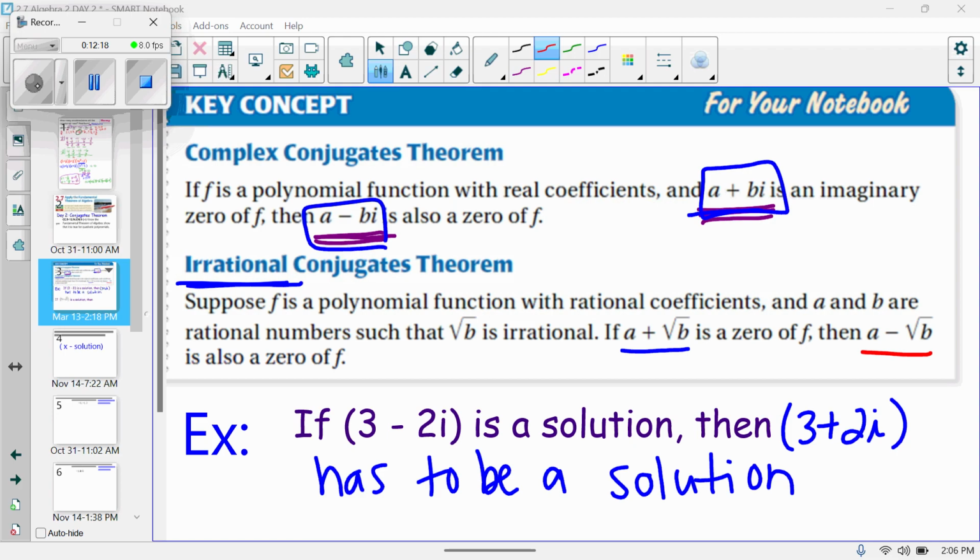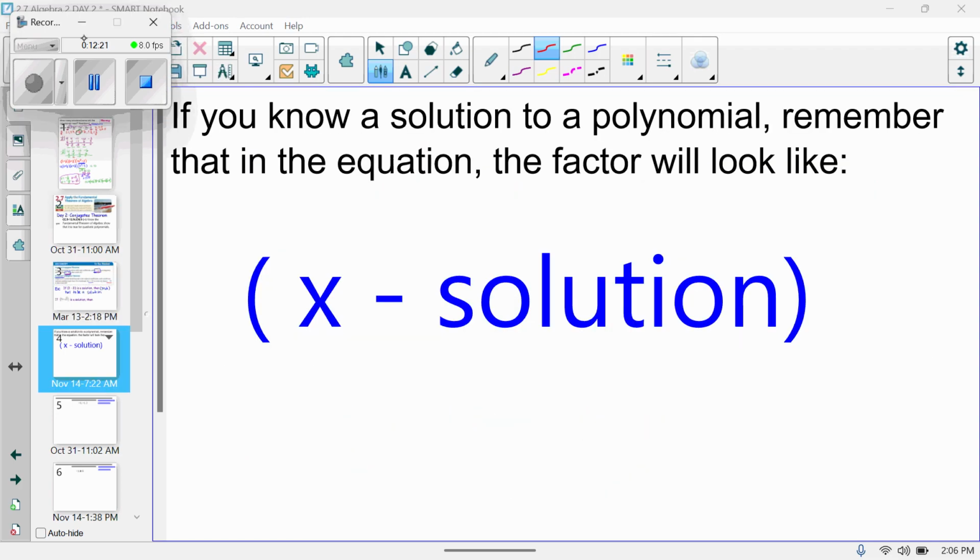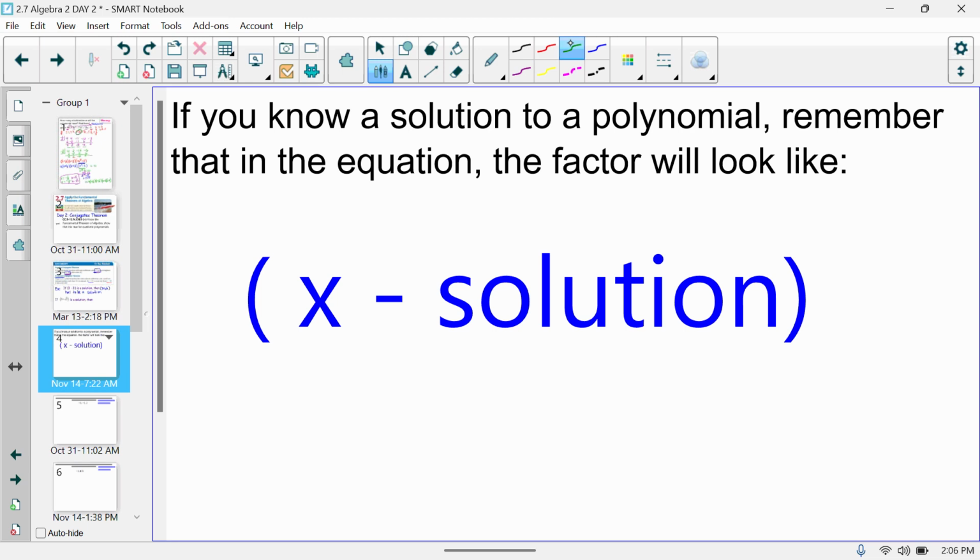Okay, one more thing you probably should remind yourself in your notes, that if you know a solution to a polynomial, remember the factor is always going to look like x minus this solution. If you think back to the warm-up, remember we knew it crossed the x-axis at -1/2. So technically when we write the factor, we write x minus -1/2. But whenever it's minus and negative, we change it to plus. So again, remember when the solution was -1/2, the factor looked like x plus 1/2, okay? So just something that you're going to want to keep in mind since we're going to be writing equations today.